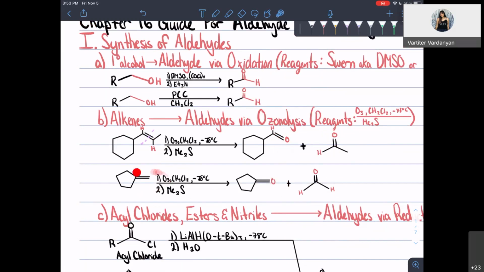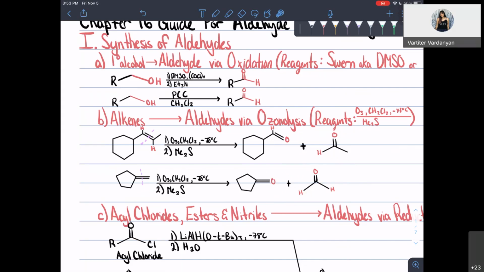Same thing's happening down here. You're cleaving this in half, and you end up with a ketone, and you end up with a, I think it's specifically called a... no, that's actually not acetone. I can't think of the name. But anyways, it's just 2 hydrogens bonded to a carbon. There's formaldehyde. Formaldehyde. There we go. Sorry, my brain cells don't want to work today.